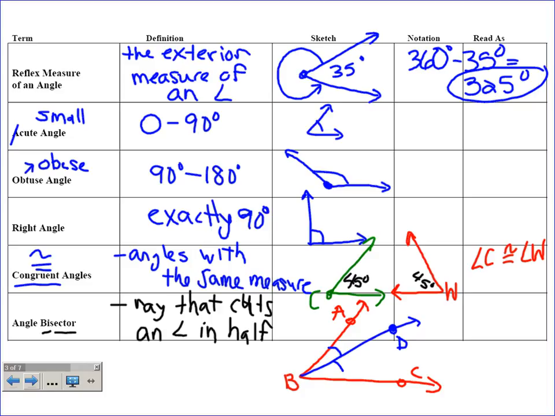This angle will be equal to that angle right there. So if this is like 10 degrees here, this is also 10 degrees right here. 10 degrees and 10 degrees, right? An angle bisector will actually cut the big angle in half. The two angles will be the same measure. You guys okay with this?